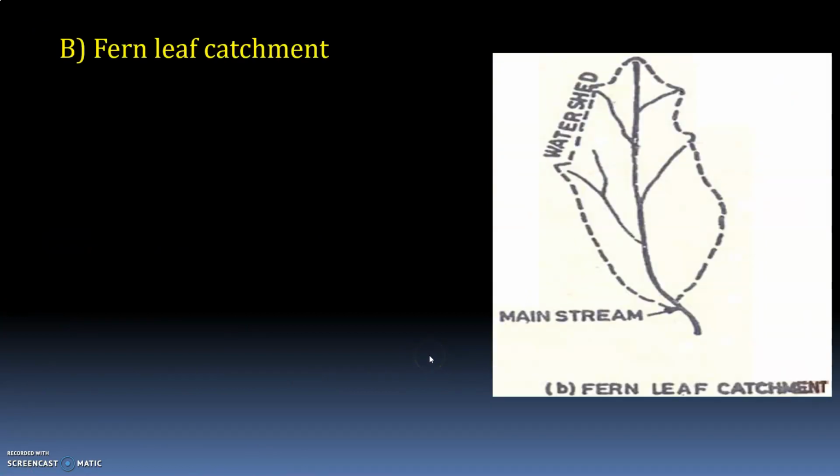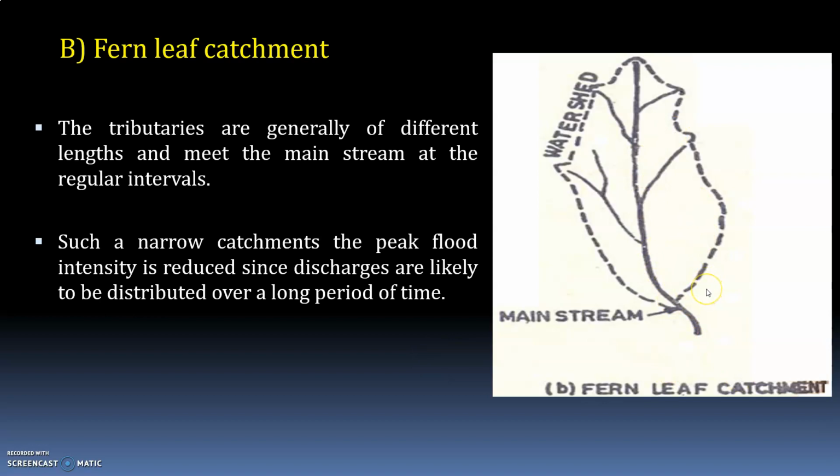The second one is the fern leaf catchment. This is the fern leaf catchment. The tributaries are generally of different lengths and meet the main stream at regular intervals. In such narrow catchments, the peak flood intensity is reduced since discharges are likely to be distributed over a long period of time. This is about the fern leaf catchment.